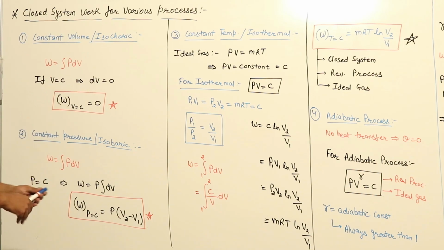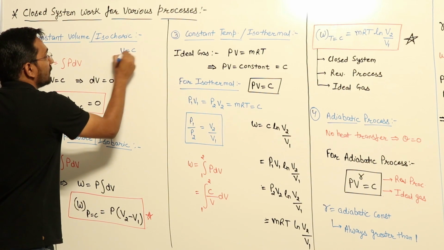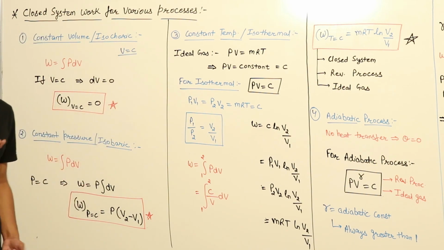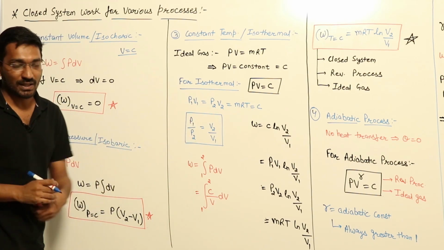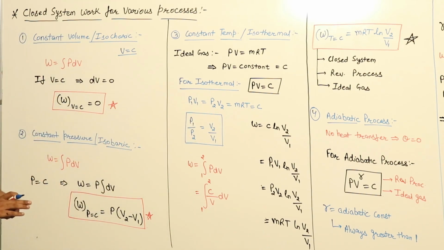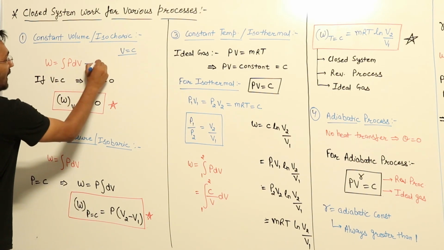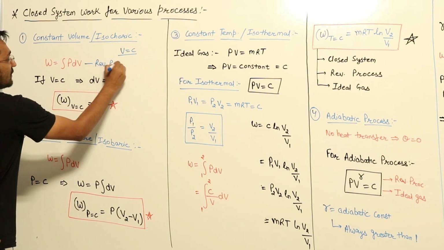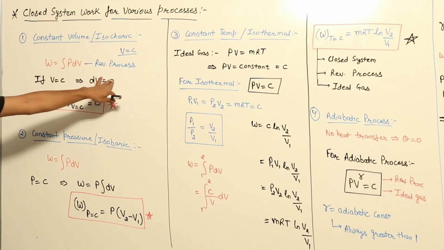As the name suggests, constant volume means the volume of the system is constant, volume is not changing. Any other property may or may not change, but the volume is constant. So as we know, work done is equal to integration PdV, which is applicable for a closed system and reversible process.